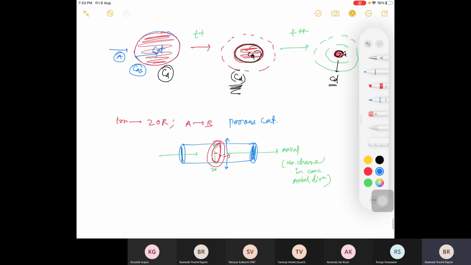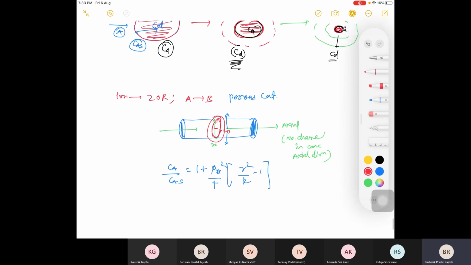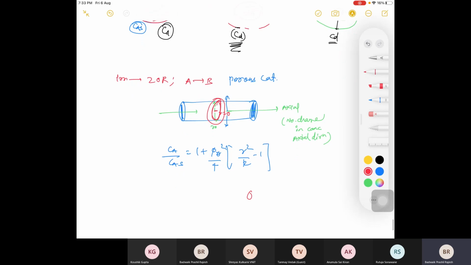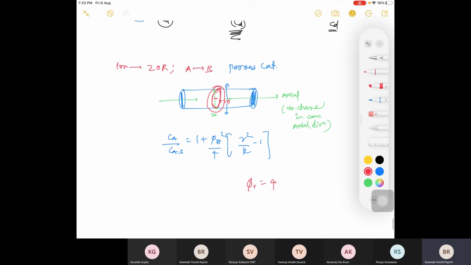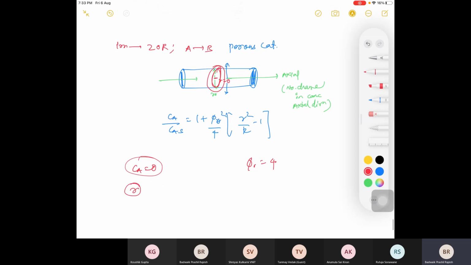Then the steady state concentration profile is given: CA divided by CS is equal to 1 plus phi naught square divided by 4 into (R square by R square minus 1), similar to your velocity profile. And the value of phi naught is given as 4. You need to calculate the range of R where CA is 0. CA is 0, and you need to find the range of R.